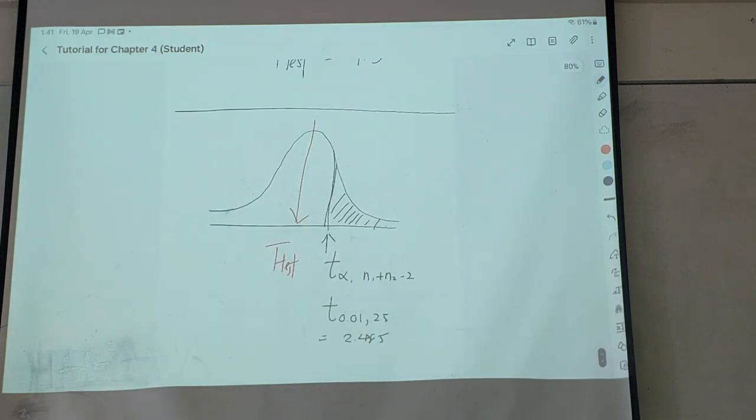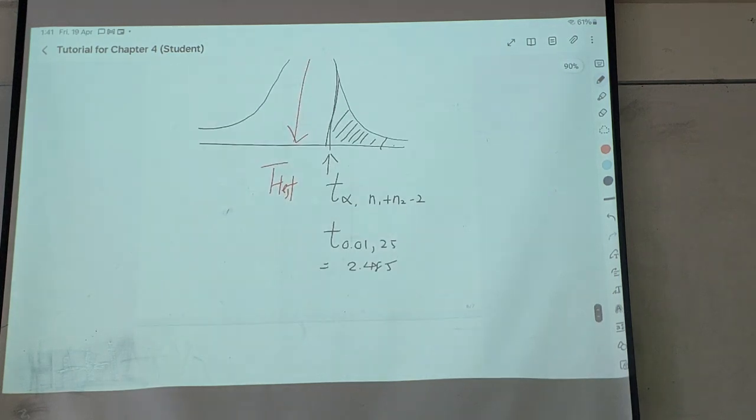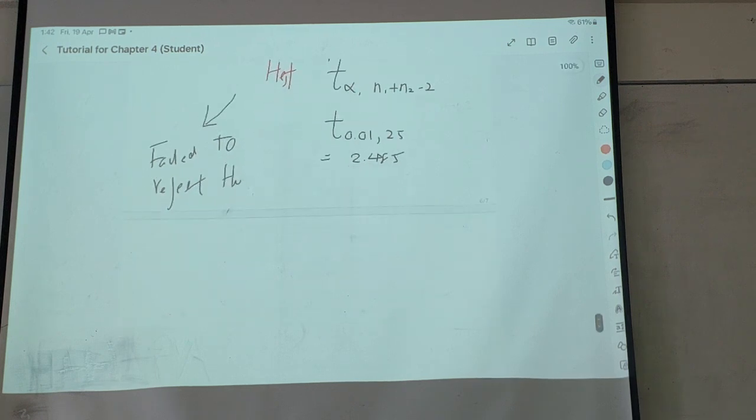Fail to reject. Okay, so what is your conclusion? Rewrite now: mu1 minus mu2 is equal to 0.5. In this case, we don't have enough evidence to prove it is more than 0.5. Okay?